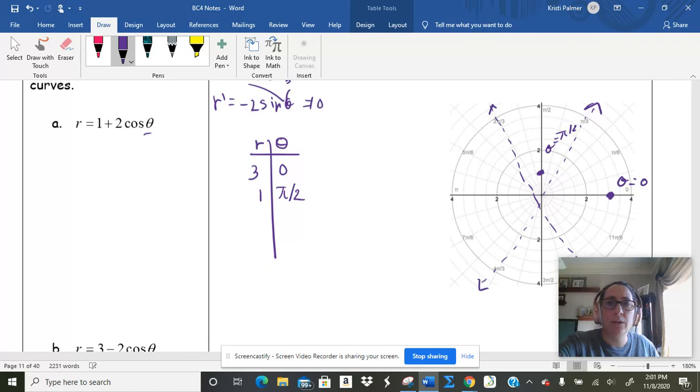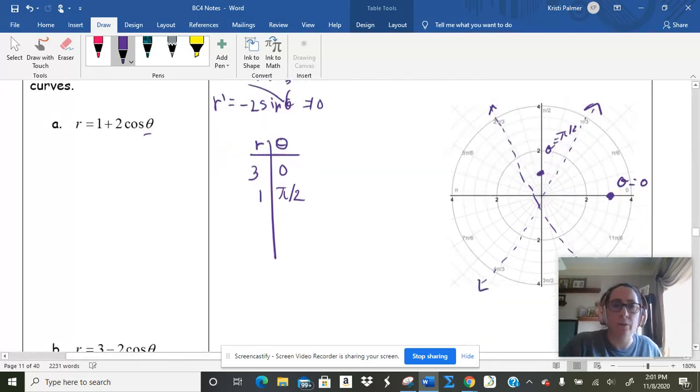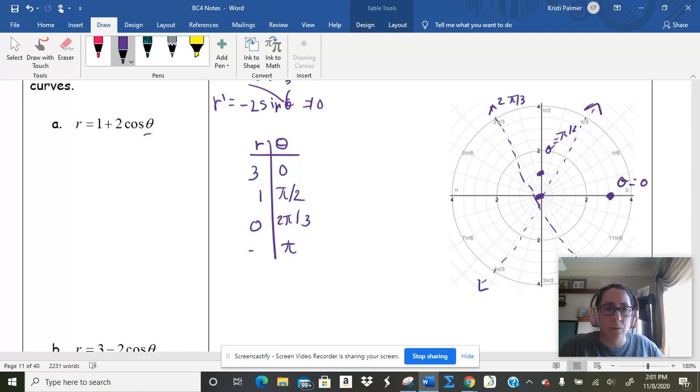And then I always want to include these guys in my chart for the flow. And I know that before pi, 2 pi over 3 is going to come. And we've already found that that is a 0. So that's important because now I know that I'm not going anywhere when I'm here at this 2 pi over 3. So now I'm going to go ahead and do pi. That's going to be -1 times 2 is -2 plus 1 is -1. Okay, so facing the pi direction, we go back to -1.